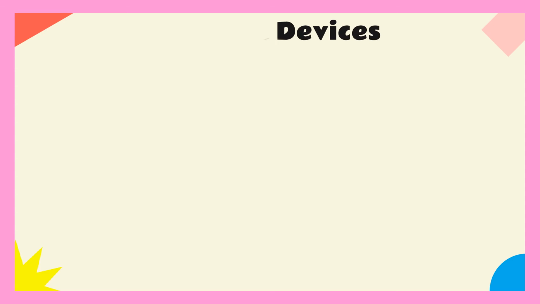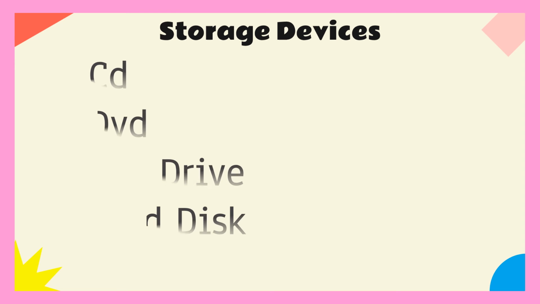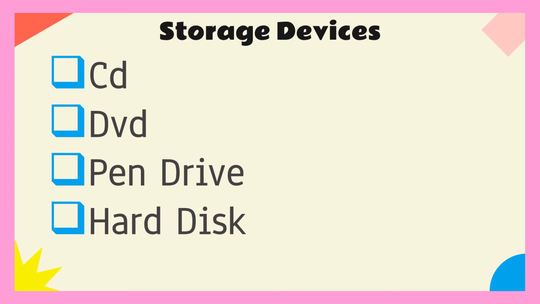Coming to the third type of hardware device, that is the storage devices. Storage devices are those devices that are used for storing data. Whenever you want to store data in the computer system, we can make use of storage devices. Some of the storage devices that are used are CD, DVD, pen drive, hard disk, and many more.